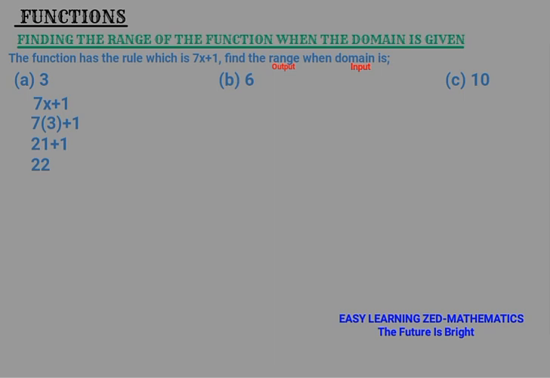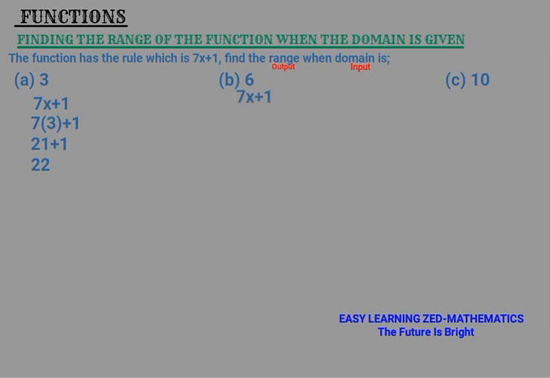Okay, in other words, you can say f of 3 is equal to 23. Oh, 22, sorry, not 23. f of 3 is equal to 22. Or the image of 3 is 22. Okay? All right, now let's go to B, where the domain is 6.